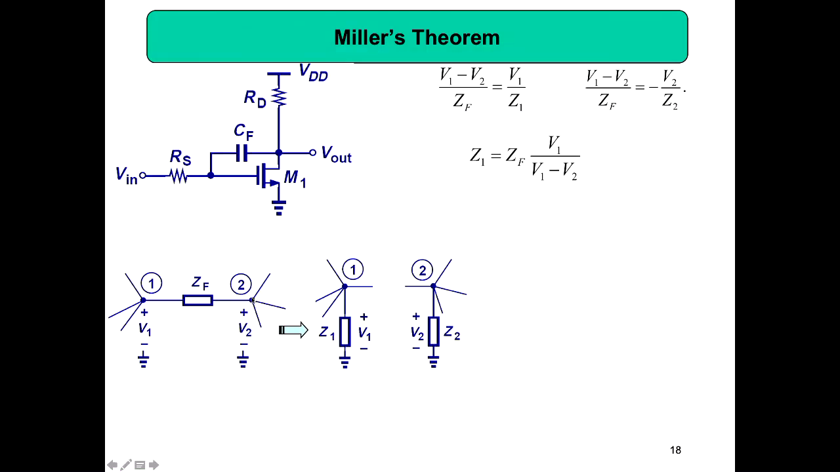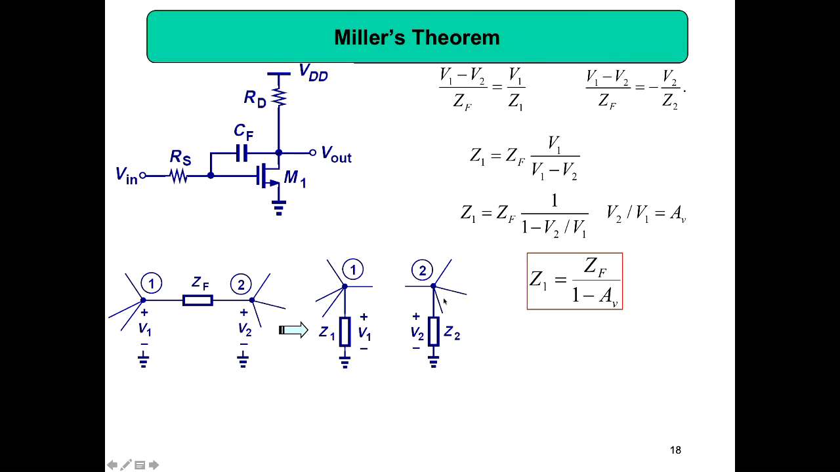Then we can find out what is the value required for Z1. If you want to make that arrangement, your Z1 should be equal to ZF into V1 by (V1 minus V2). Then you can substitute: Z1 equals ZF into 1 minus V2 by V1, because V2 by V1 equals AV. So Z1 should be ZF by (1 minus AV).